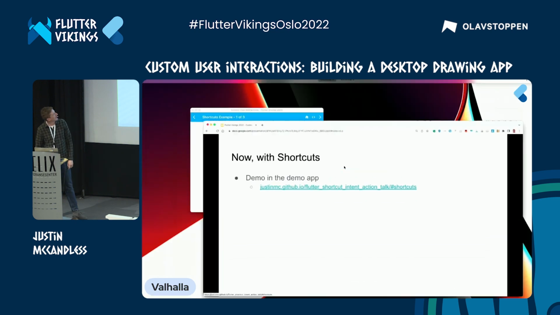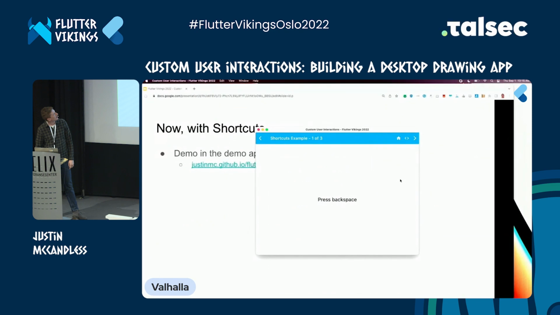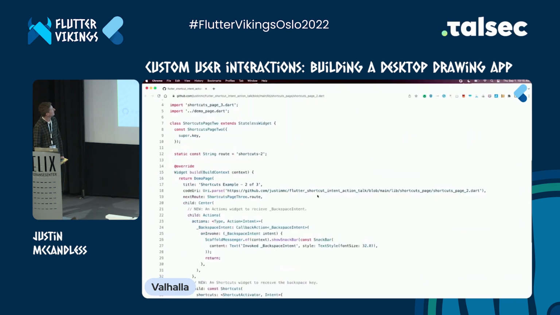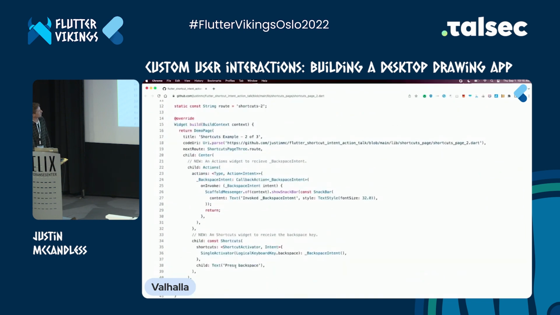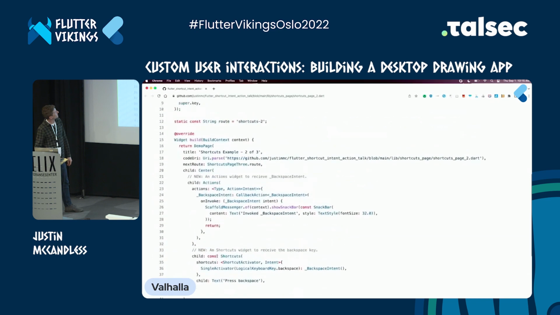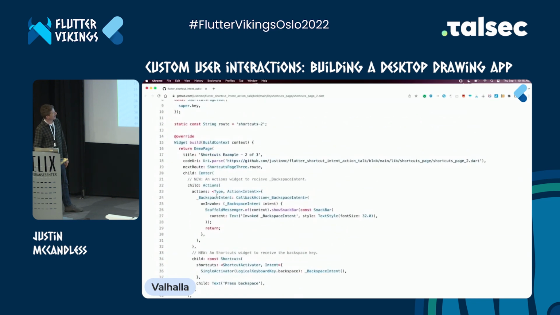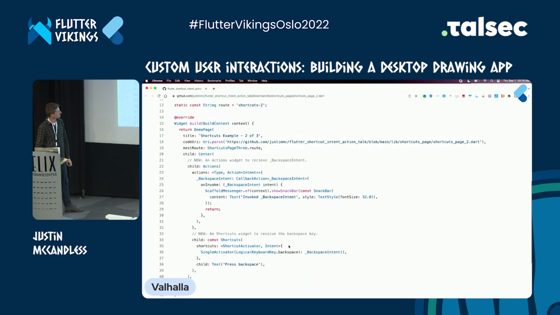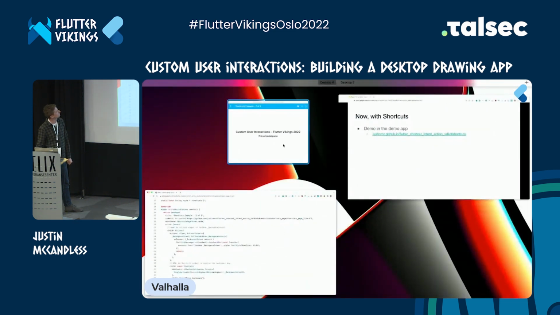So let's go ahead and add a shortcuts widget and an actions widget to our app. All right, so still just the text with "press backspace". Now we've got a shortcuts widget, and it's listening to the backspace key. And it's calling backspace intent, which once again is something that I've defined myself down below. So just something custom I made. And up above, an actions widget that maps backspace intent to some callback that's going to show another snack bar. So let's try that one.